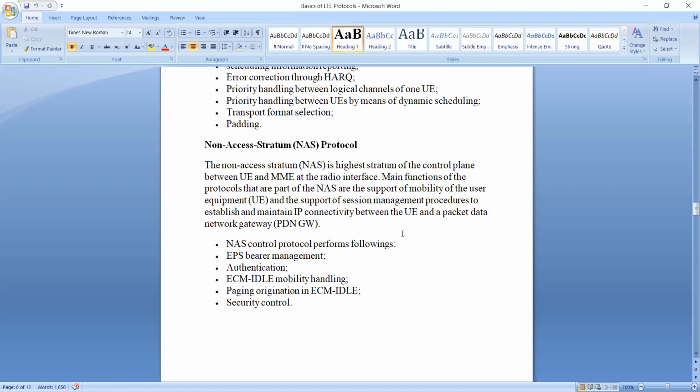Means that NAS is a core network? Yeah, core network. Not exactly core network, we can say. It has a protocol stack at the UE side as well as at the MME side. So it interacts directly with the core network instead of E-UTRAN. UE's NAS layer interacts directly with the core network, and the core network directly interacts with UE without E-UTRAN.